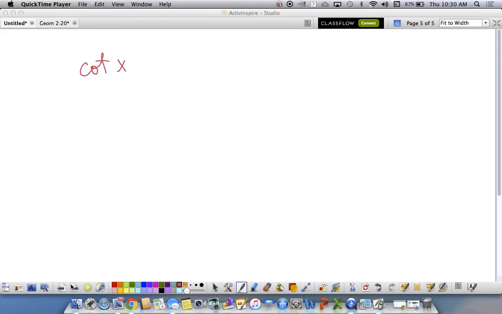Cotangent x. Could I put x's or thetas? Does it matter? No, it doesn't matter. So cotangent x times secant x times sine x, does that equal 1? So now you have to make the determination which side is more complicated. It's the left. Cotangent x times secant x. If you want, I can put the dot, or you can put them all in parentheses.